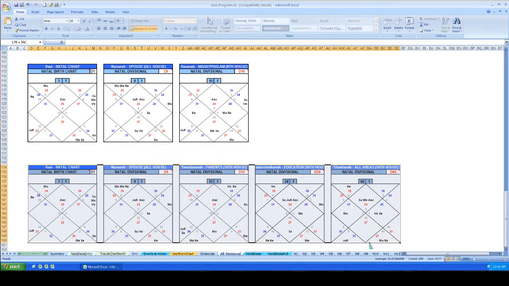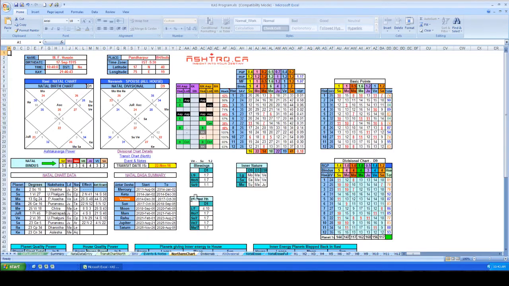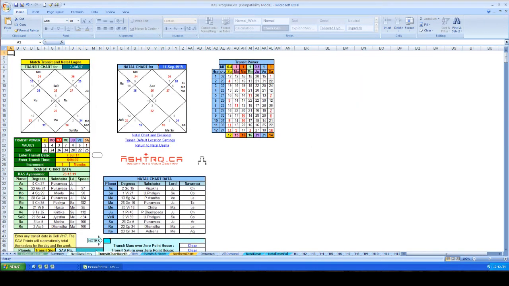Lastly, we are talking about the 10th house, which is the house of profession. And for the 10th house, I have D1, D9, then D12, D24, and lastly, D60, which is the Shashtiamsha chart. Finally, I have the transit charts here.